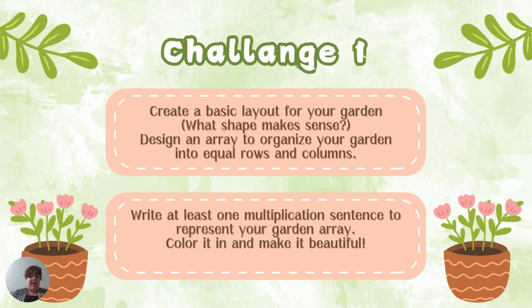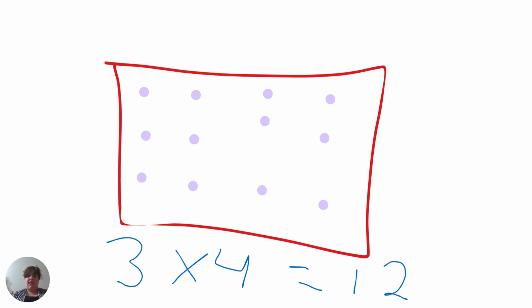For challenge 1, they are to create a basic layout for the garden. What shapes make sense? Very likely going to be a rectangle or a square. They are to design an array to organize the garden into equal rows and columns, an array. Then they have to write at least one multiplication sentence to represent said array. Then, as for all of them, they color it, they make it beautiful, they make it look like a garden.